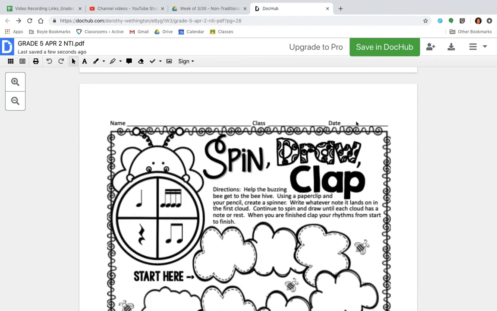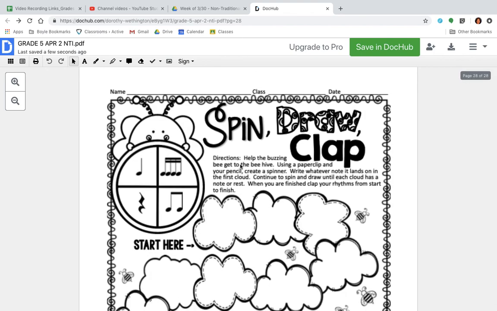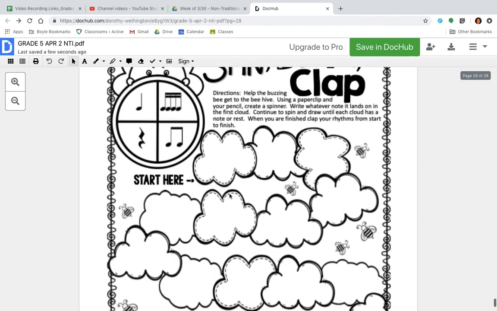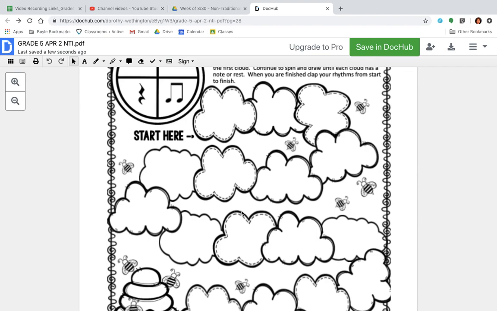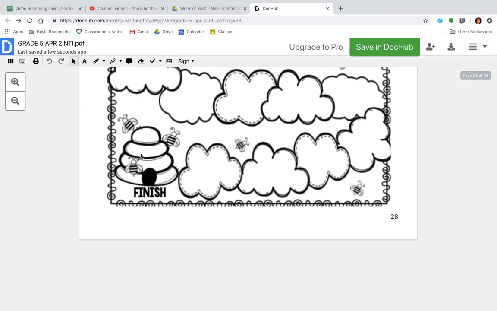Name, class, and date. Spin, draw, clap. Directions. Help the buzzing bee to get to the beehive. Using a paper clip and your pencil, create a spinner. Write whatever note it lands on in the first cloud. Continue to spin and draw until each cloud has a note or rest. When you are finished, clap your rhythms from start to finish. Start here, finish.